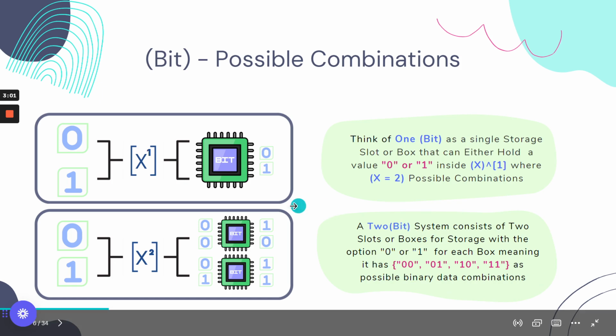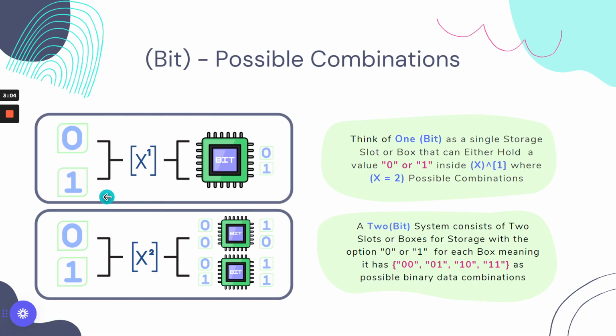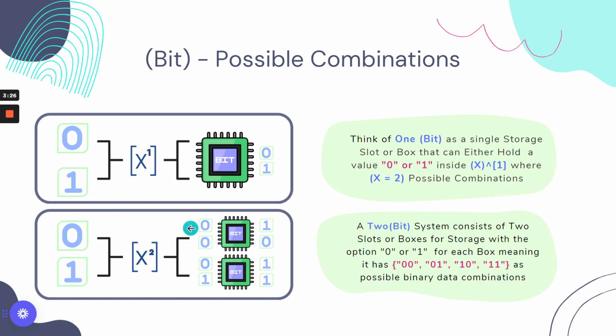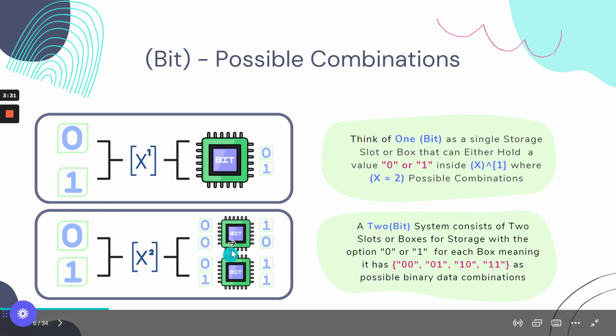As you can see here, in a 1-bit system, where you have 0 or 1 as the possible combinations or values, this slot or cell can only hold 0 or 1. In a 2-bit system, where 0 and 1 are the possible binary values, you can hold a 0 or 1 in 2 placeholders, and you can hold any of these possible combinations or values.